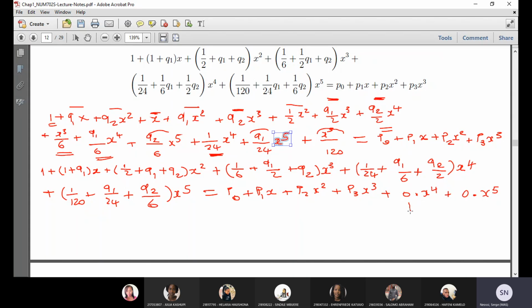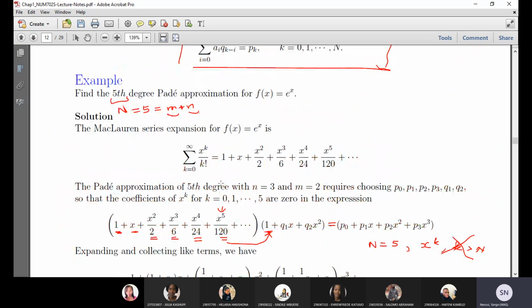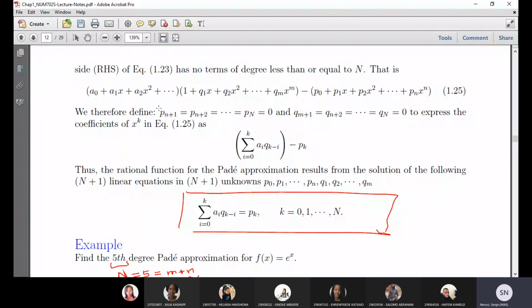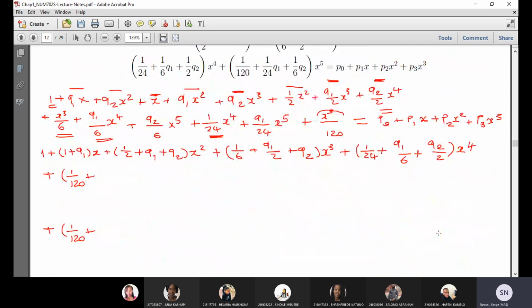You see? Okay, now this is our p4. This is our p5. In this formula, remember, we said that we will set all the p's greater than the degree, which is 3 in this case. So we take p4, p5, and we set them to 0 in this formula. That's exactly the same thing we are doing here.